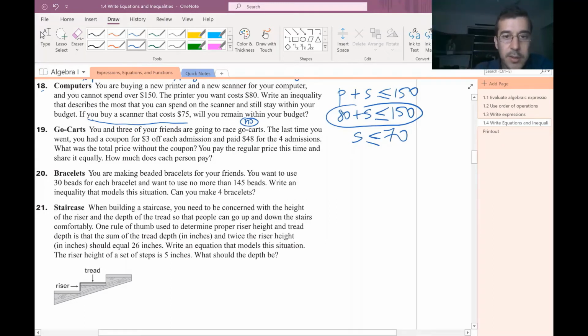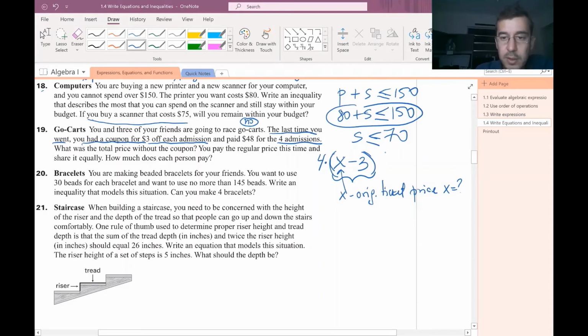Okay, so the last time you went, you had a coupon for $3 off each admission, and there were 4 admissions, right? So whatever the cost of the ticket was, you paid $3 less because that was the coupon. That's the price you paid, but that's the original ticket price. So X is the original ticket price or admission price. That's what we have to find. And then there were 4 admissions. So whatever you paid was $3 less than the original price, and then you multiplied that by 4 admissions, and you paid $48. So this is the equation here. Let's solve it.